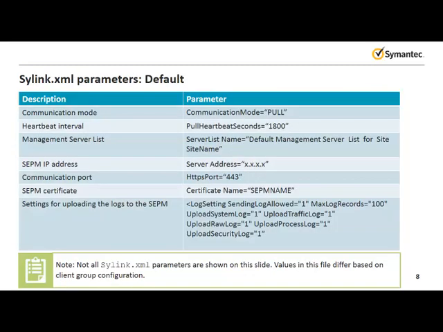When checking in with the SEPM, the client monitors the parameters in the client's Sylink.xml file. Along with communication parameters, the Sylink.xml file provides the SEPM certificate. Before the client can authenticate to the SEPM, the certificate parameters need to match the client certificate parameters stored in the client's Sylink.xml file. The Sylink.xml file also contains the log settings that clients use when uploading logs to the SEPM.